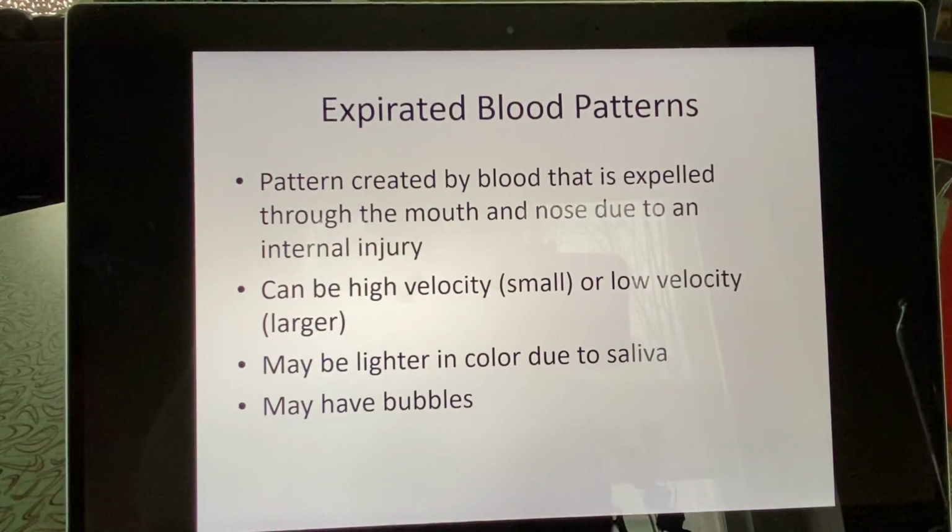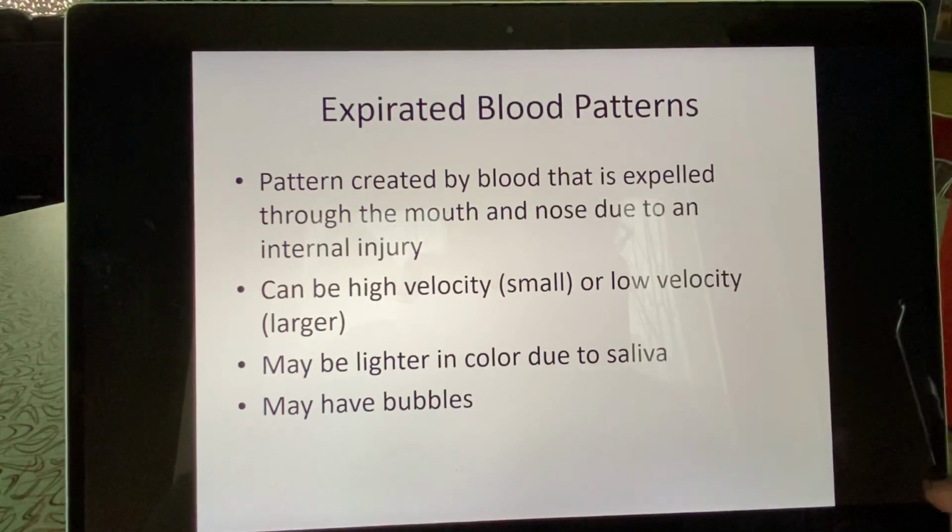There are actually two different ways that you can tell it's due to expirated blood. The blood is going to mix with saliva and nasal secretions, and so it may be almost more pink in color than red. And also because it's coming out of the respiratory tract, a lot of times it will have actual bubbles in it. So it tells you that it's coming out of an airway because it has bubbles.